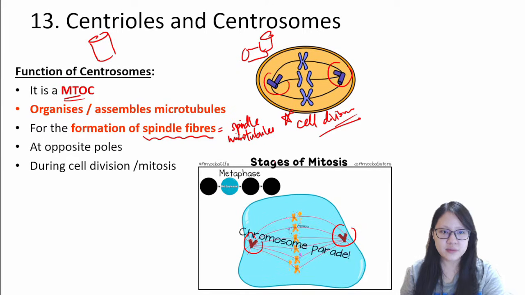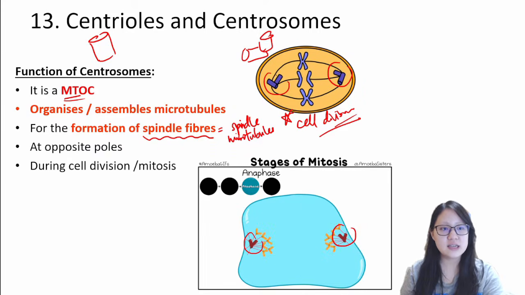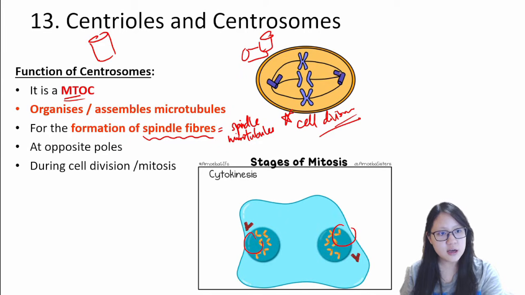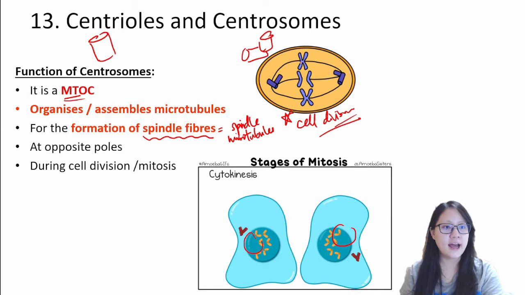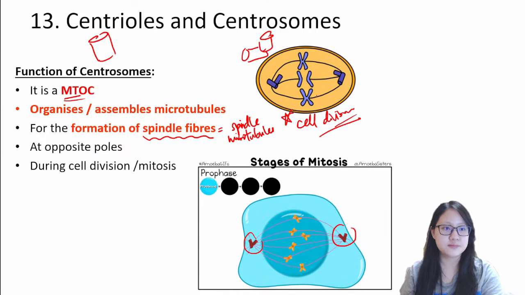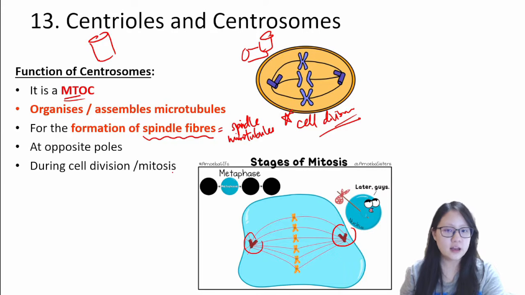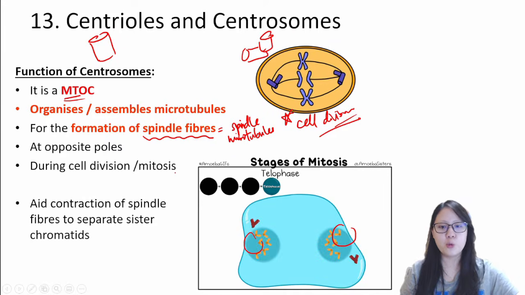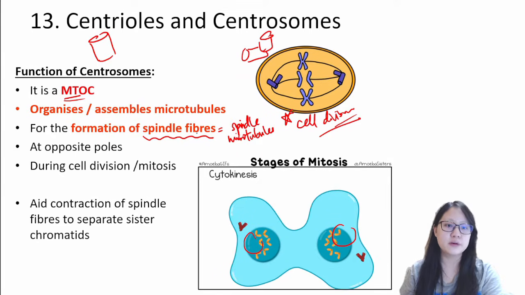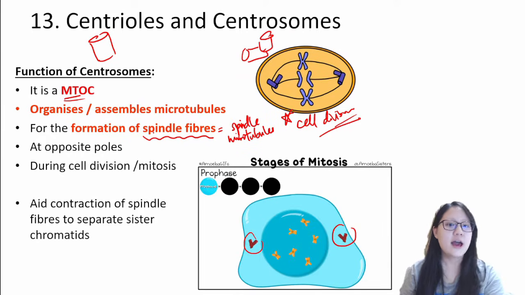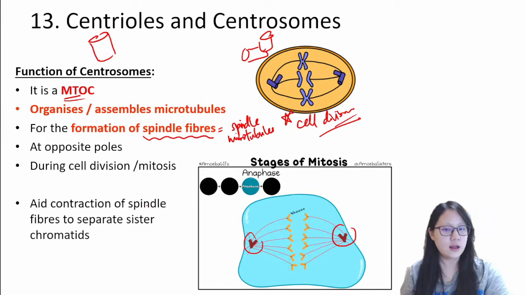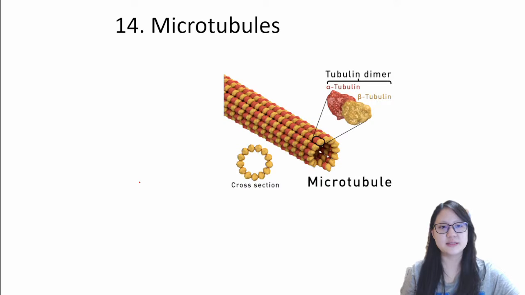And you can see here that the MTOCs, which are centrosomes, are forming the fibers to connect to the chromosomes here. Again, we will learn more detail about cell division and mitosis in chapters to come, so do not worry about it. But for now, just know that they assemble microtubules during cell division for the formation of spindle fibers. We will talk about the rest in future chapters.